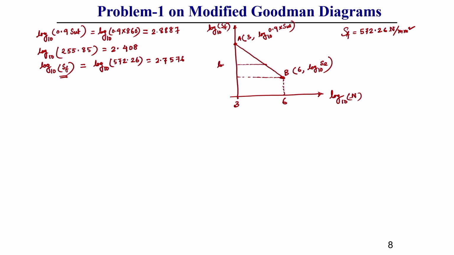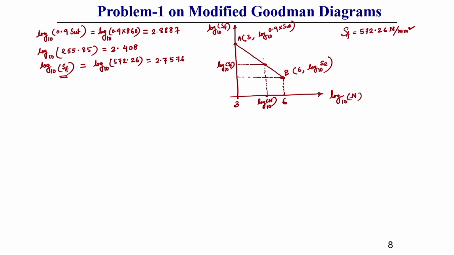So, log 10 SF, corresponding to this SF we need to draw a horizontal line. This horizontal line cuts this line AB at a point. From that point we need to draw a vertical line parallel to the coordinate, and it gives us the abscissa at a point. Let us consider this point gives us the number of cycle, log 10 n. This we should keep in mind. This should be log 10 n.